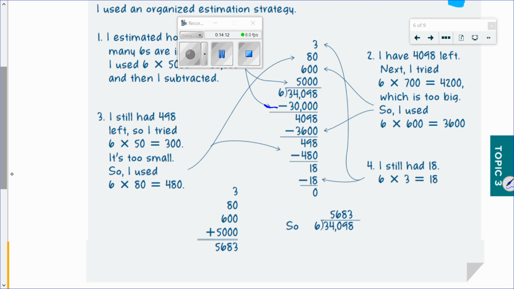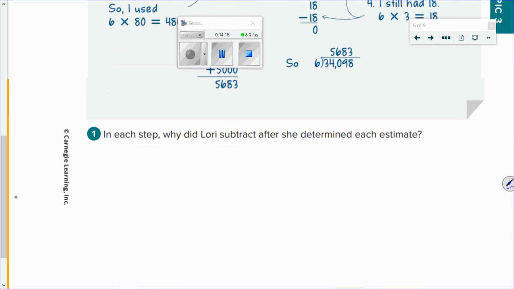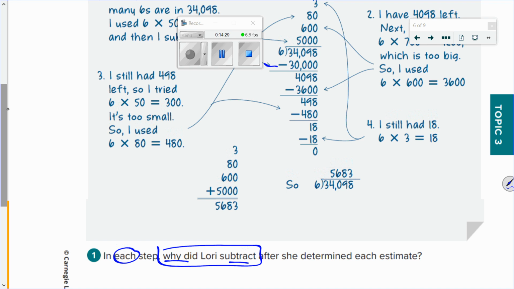Okay? So the reason we went through that, some of you may like that, but here's a key question. In each step, why did Lori subtract after she determined each estimate? Yeah, she subtracted each piece as she went down. She subtracted the 30,000, the 3,600, the 480, the 18. Why did she subtract it? Because she's taking away part by part, so it gradually gets smaller and smaller. It puts whatever she multiplied by on the top, and when you add it all up, what you get is what you multiply to get the actual answer.